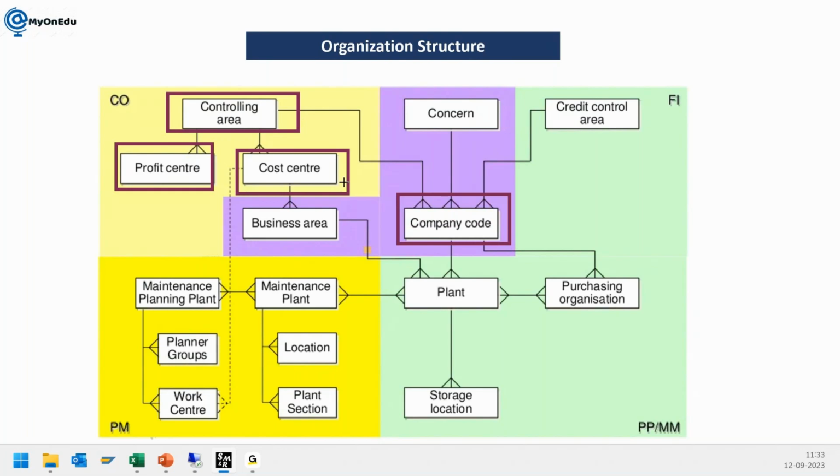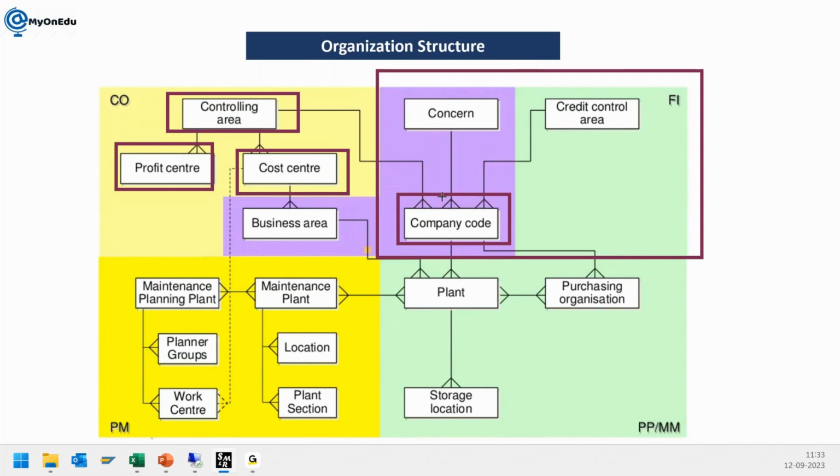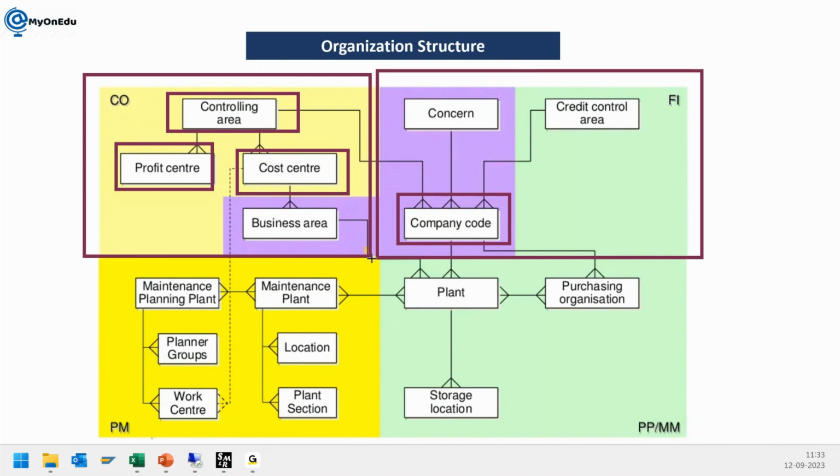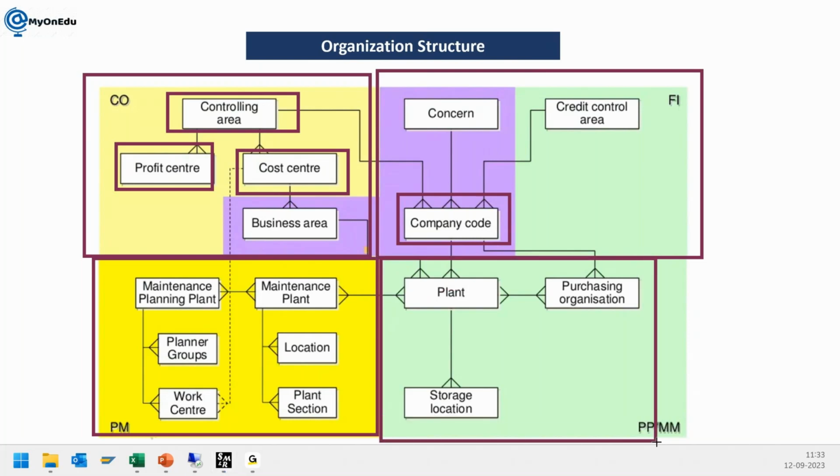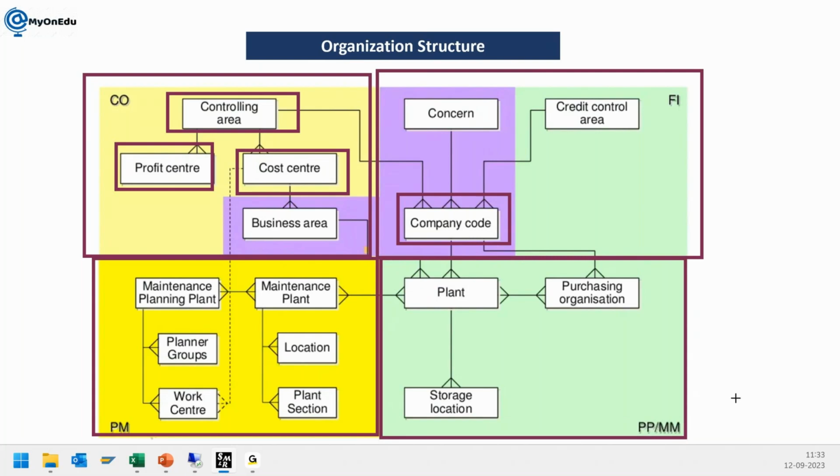These are all different modules of the SAP system. For example, in FI we have the company code, credit control area, and concerns. In CO we have the controlling area, profit center, and cost center. In plant maintenance we create the maintenance plant, planning plant, planner group, and location. The same goes for PPM and MM. In PPM we create the plant, purchasing organization, and storage location. Now you can notice one thing: there is nothing for PS and IM.